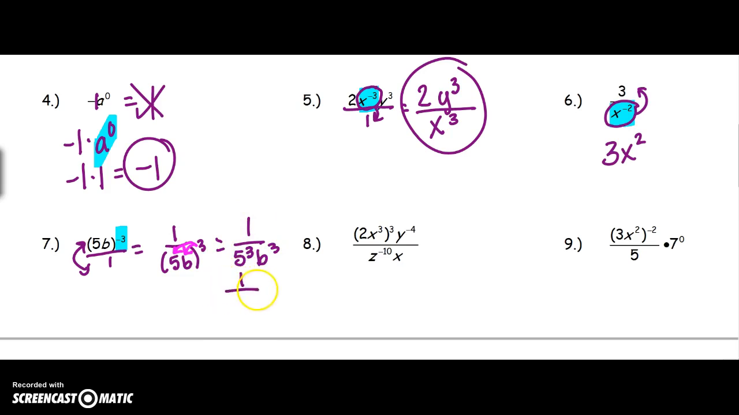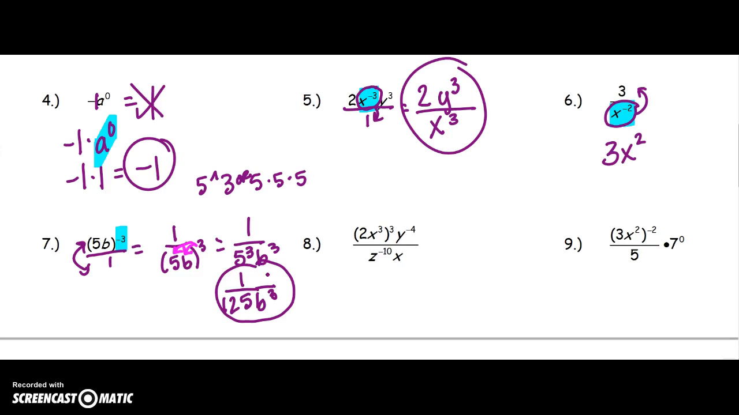In your calculators, you can do 5 to the third power. This is located above the division key if you have a TI-84. Or you can just write 5 times 5 times 5. Either way will give you the same answer. 5 to the third power is 125. We can't simplify b because we don't know what it is. So our final answer is 1 over 125b to the third.